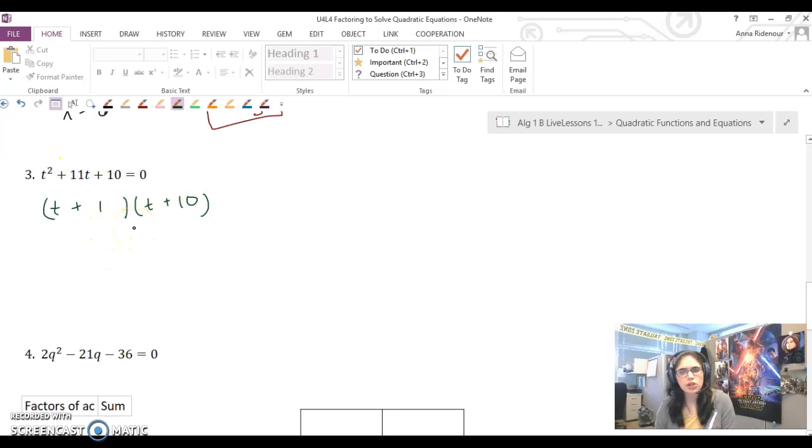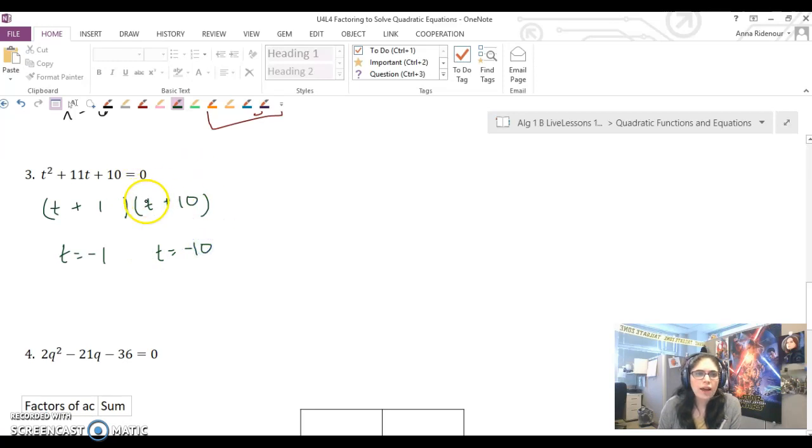If you are not sure how to factor these, I definitely recommend going to the Factoring Trinomials YouTube videos from the previous unit. That's going to be really helpful for you. So now that I've got them in the factors, it's pretty straightforward. I know that if t plus 1 is equal to 0, then t has to be -1. And if t plus 10 is equal to 0, then t has to be -10.